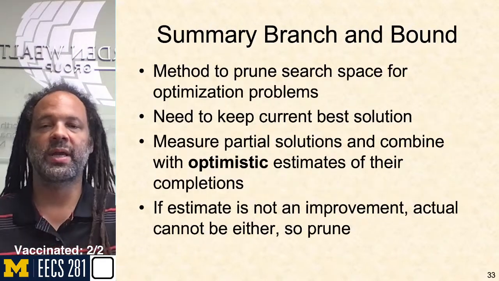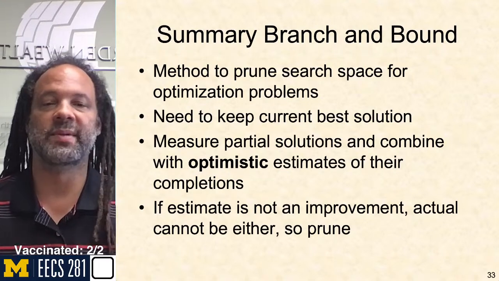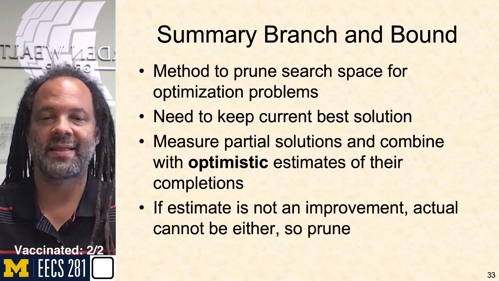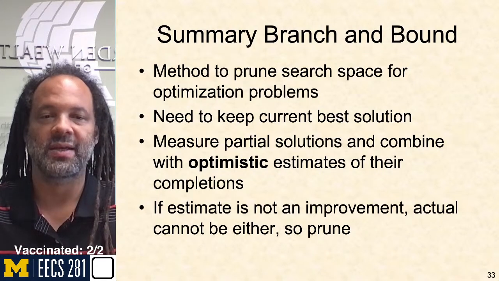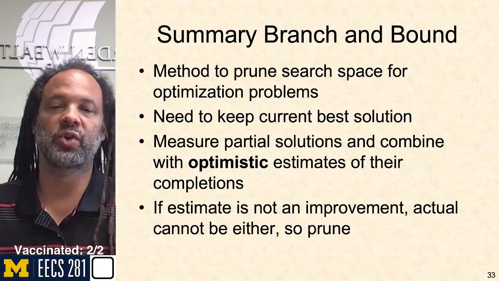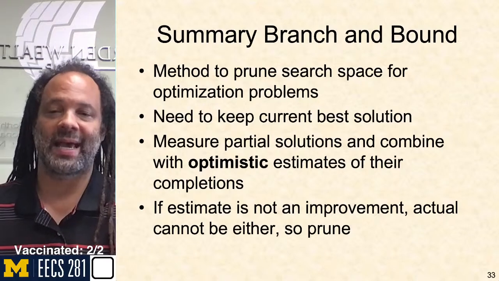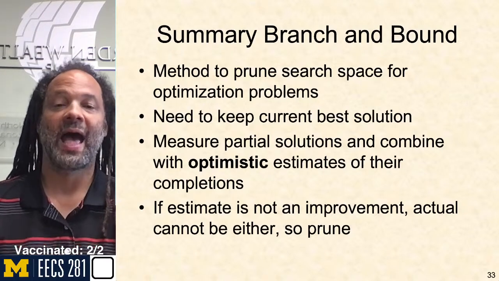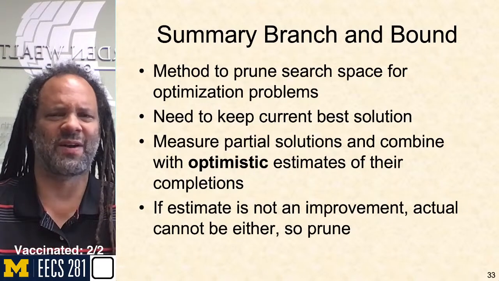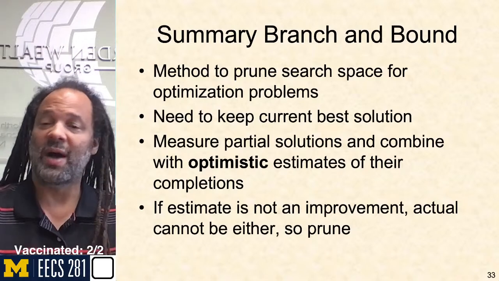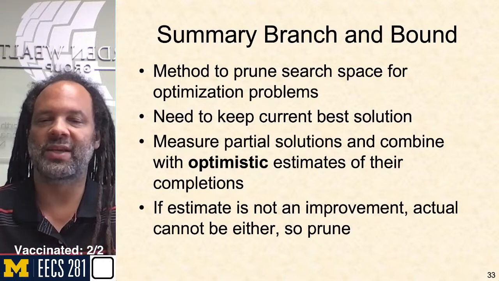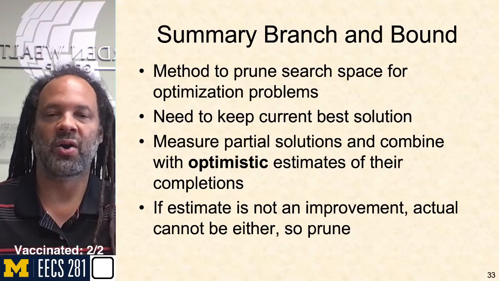Here's my branch and bound summary. We use this method to prune a search space for optimizations, right? We keep track of our current best solution, and then anything that improves upon that, we use to extend, to do more pruning here. And we do this with a partial solution, and I combine that with an optimistic estimate. Remember, I need to be optimistic. If I'm pessimistic, it's like, oh, that looks like it's way too far, I won't even try it. That's not good. You say, well, optimistically, that might work, so I might try this. And remember, though, the more optimistic you are, the more you end up trying, the longer you end up taking.